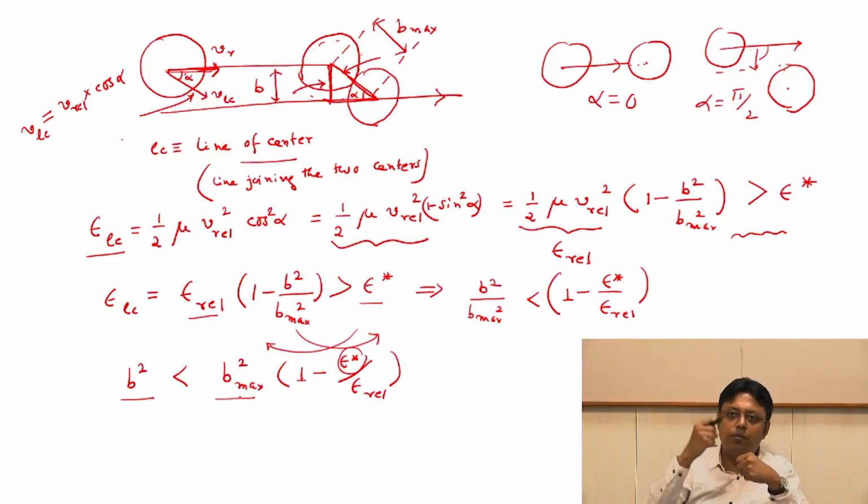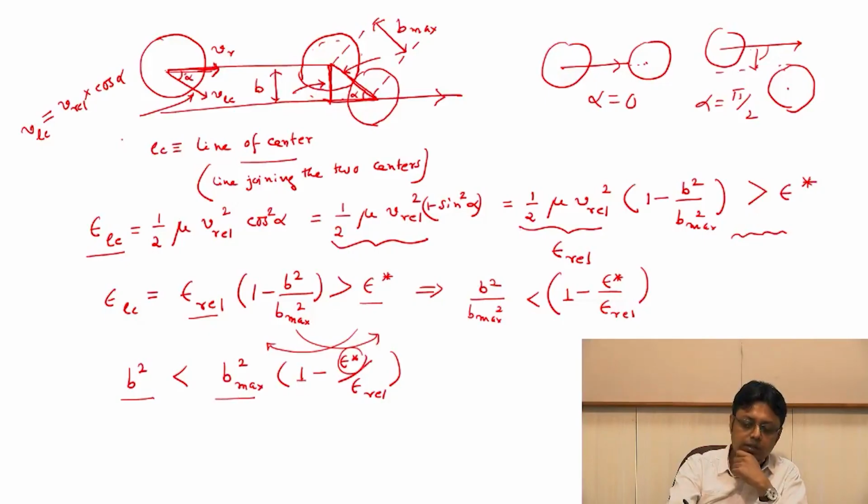So b goes from 0 up to b max, and all these collisions will give me a reaction. However, if we make the choice that there is an epsilon star which is pretty high, a non-zero value, of course you have to have the criterion that if epsilon relative is less than epsilon star, then no reaction will happen. Because this factor will then be more than 1, and it will be a negative number, which doesn't make sense, because I'm going to multiply both sides by pi, which gives an area, and then the area would become negative. So those reactions will not happen. So epsilon relative has to be greater than epsilon star.